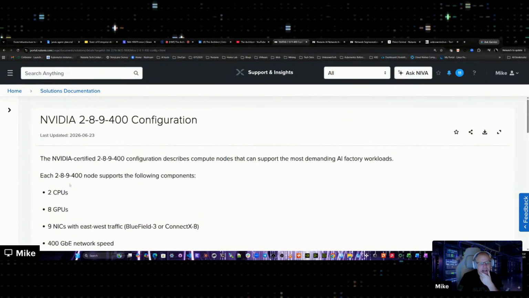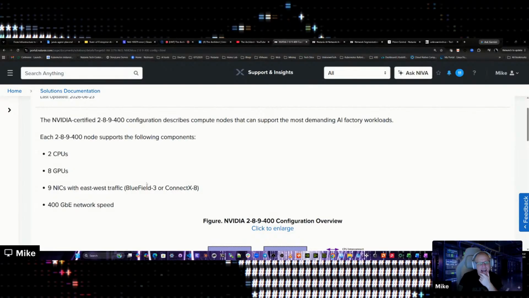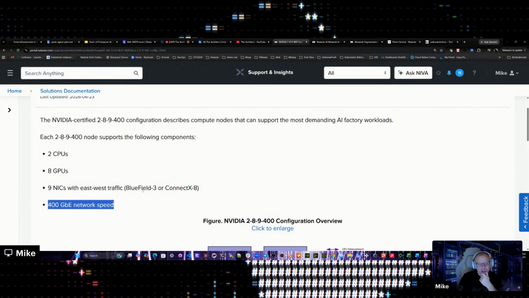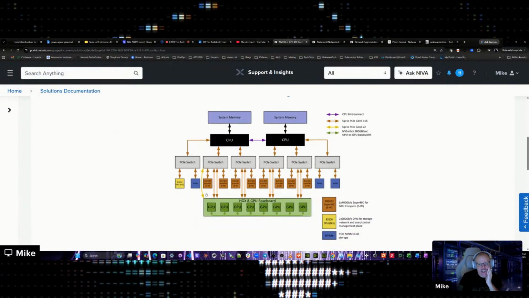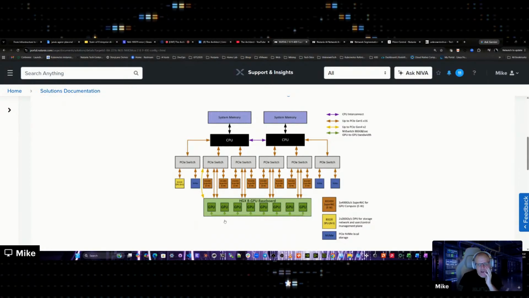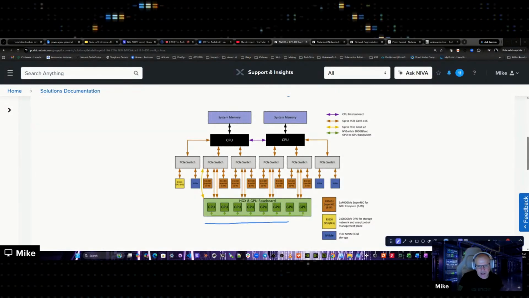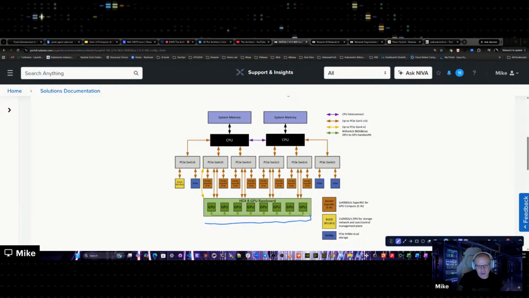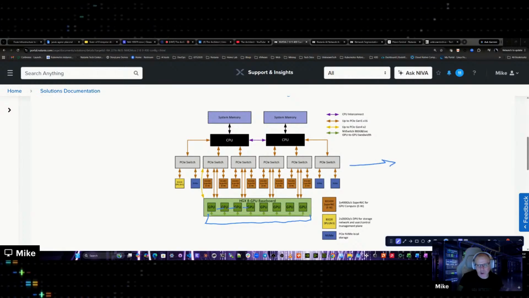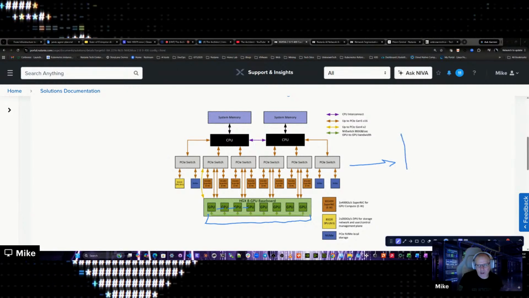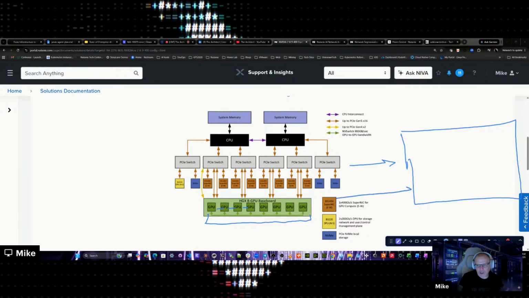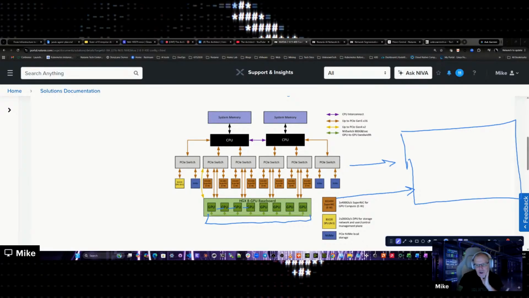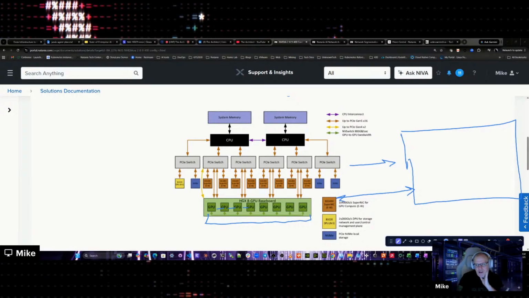Next is your 289-400. That's 2 CPUs, 8 GPUs, 9 NICs, but at 400 gig network speed. So this is your HGX. The HGX has a baseboard, and this baseboard down here has NVLink built into it, so the GPU to GPU is extremely fast. But when you want to go to another one of these over here, how do I connect to that? Well, you're going to use these 400 gig links for east-west traffic between the two.